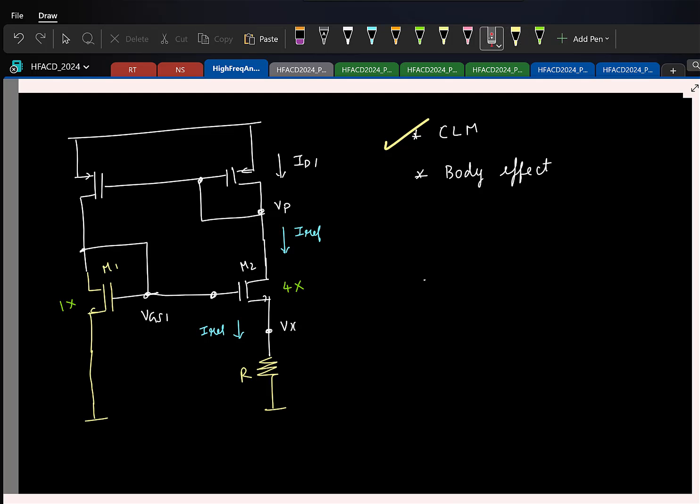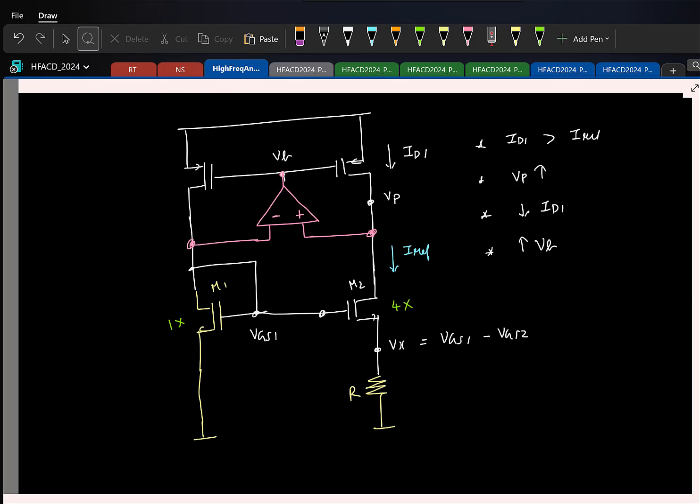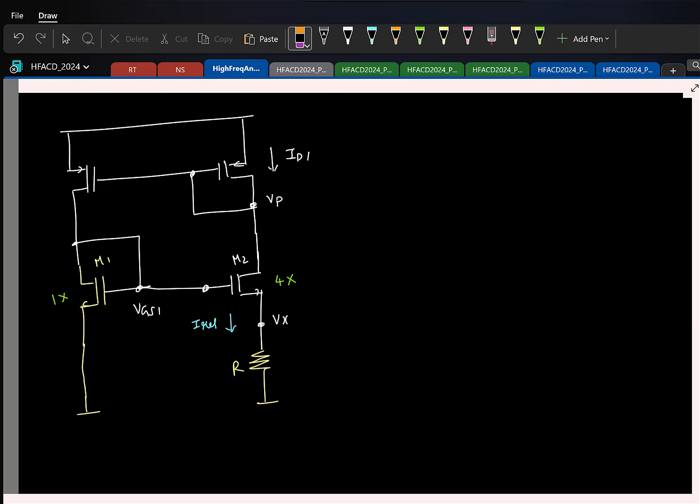Let's also see if we can do something about body effect, right? For that I'll copy this once again. So again, let's understand what the issue is. Why is the body effect arising now? The body is grounded. What is the issue? The source is not grounded. So to avoid this, essentially I should keep the source voltages the same.